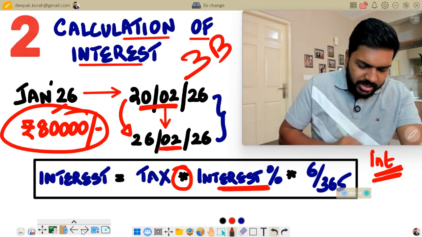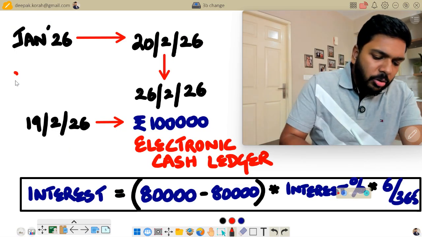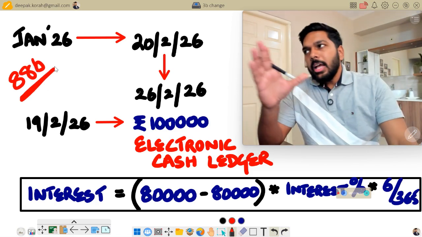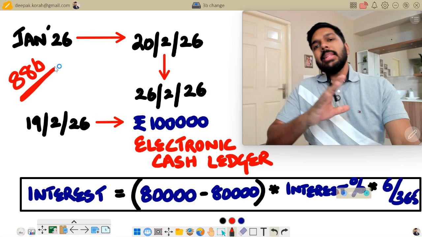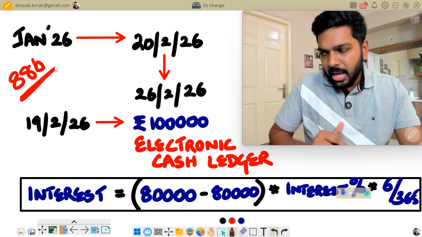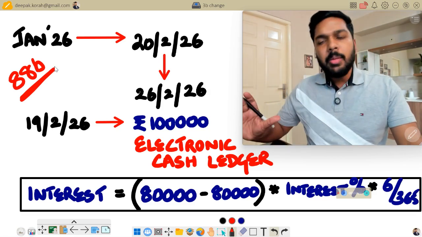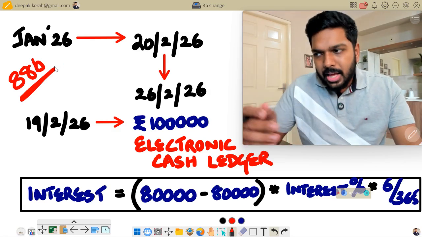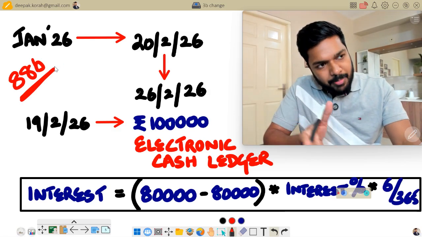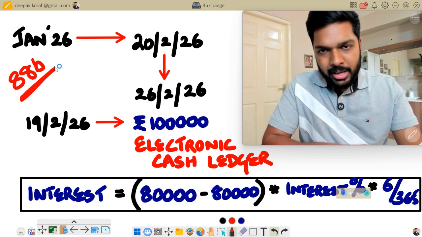Now, what the advisory says is that there was a particular rule called 88B proviso, which said that if you had deposited some money in the electronic cash ledger prior to the due date of filing GSTR 3B, and for some reason, procedurally, you made a mistake in filing GSTR 3B, then your interest calculation will be computed taking into account how much cash you deposited into the electronic cash ledger.